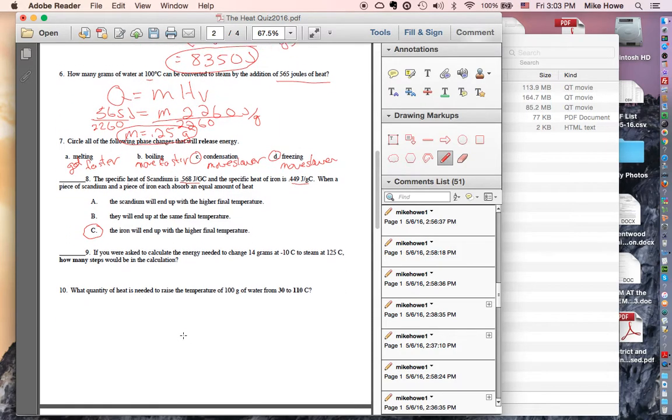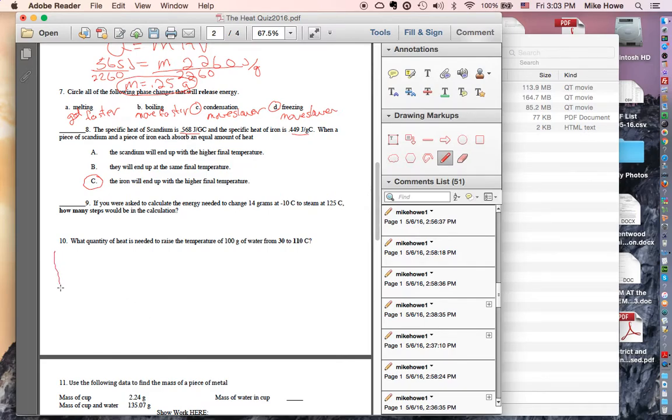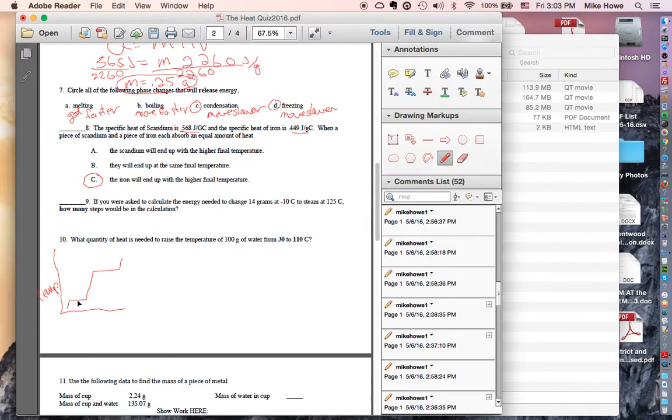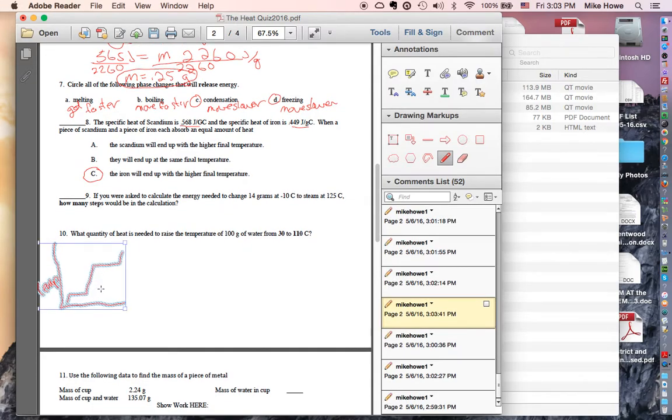All right, for these last two questions, we're going to use this graph again, so I'm going to redraw temperature on the y-axis. Go up, over, up, over, up. Okay, this temperature here is 0. This temperature here, 100. So if you're starting at -10 in number 9, you're going to be down below 0.